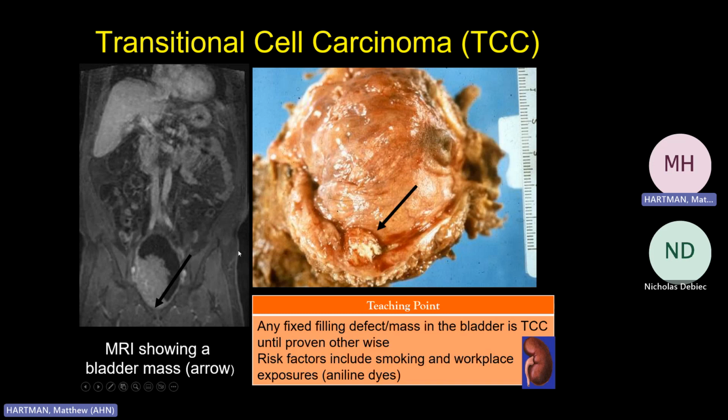TCC, or transitional cell carcinoma. We saw this case earlier, a big innie in the bladder. Here it is on gross path, big innie in the bladder. And the risk factors, we remember from Step 1, aniline dyes and smoking. One thing with TCCs, they often like to be multicentric. So if you see it in one place in the bladder, look in the collecting system, in the renal calyces and renal pelvis.